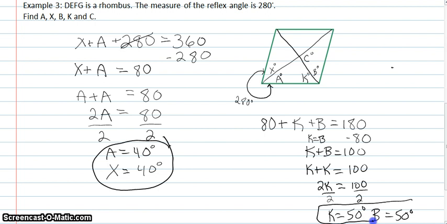Alright, and then the last angle measurement I need to find is c. Because they're diagonals and they're intersecting, on a rhombus they intersect at a 90-degree angle, so c equals 90 degrees. So we found all the missing angles that we needed to find for DEFG rhombus.